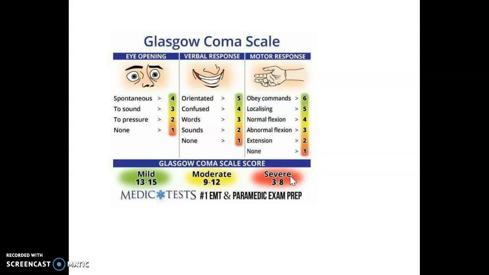And also you can look inside the ears and see if there's any drainage of clear fluid, which is cerebral spinal fluid, or any blood coming out of the ears, which can be indicative of a brain injury as well.